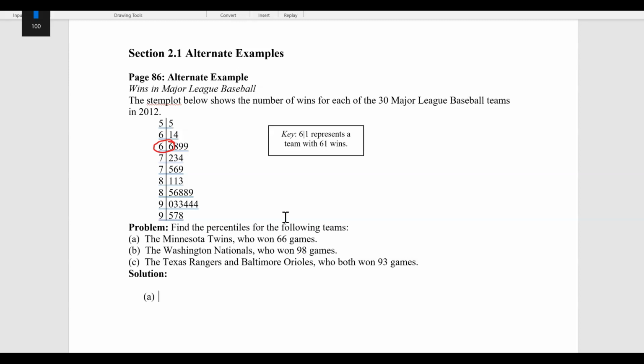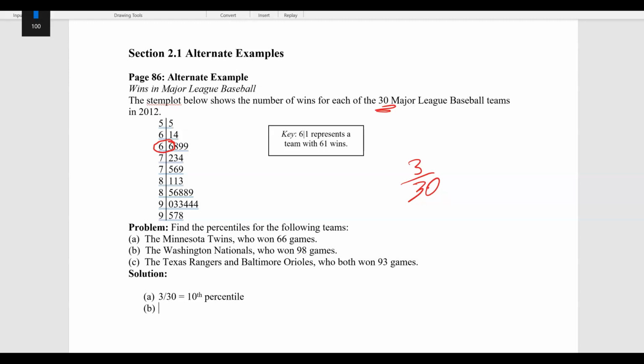Sometimes you'll hear someone say your percentile is the percentage of observations at or below that observation. So if it was at or below it, it would be 4 out of 30, right? There's 30 total. But we would just say that would be 3 out of 30, which would be 0.1, or the 10th percentile. What that means is that 10% of teams had fewer wins than the Minnesota Twins.